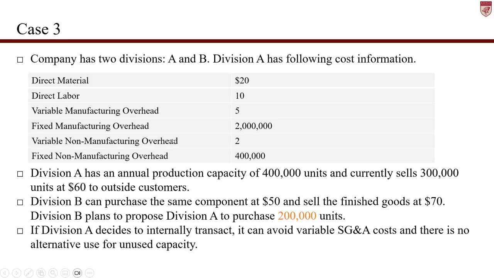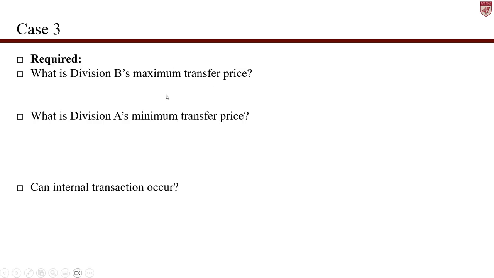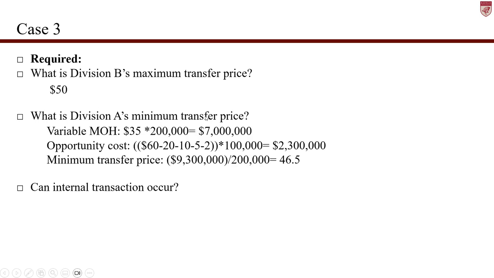Okay, now we're moving on to a slightly different situation. Instead of Division B planning to propose Division A to purchase 100,000 units, they are now purchasing 200,000 units, which apparently exceeds the unused capacity, right? So, wow, what will now happen? The maximum transfer price of 50 remains the same, but in terms of minimum transfer price, it's slightly different, right?